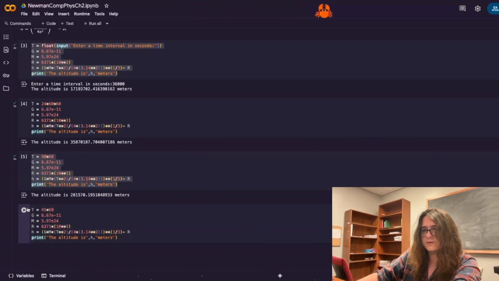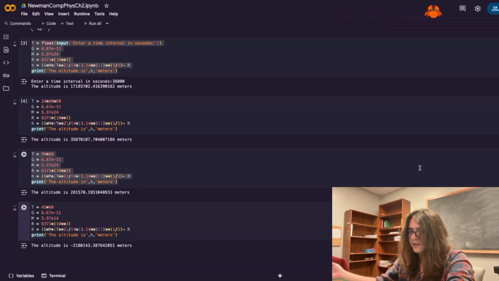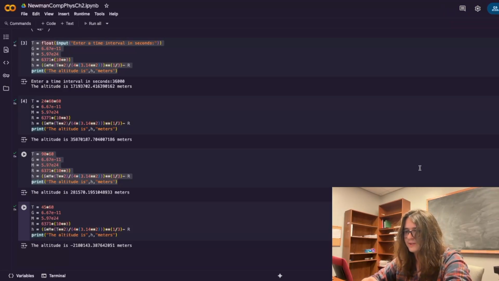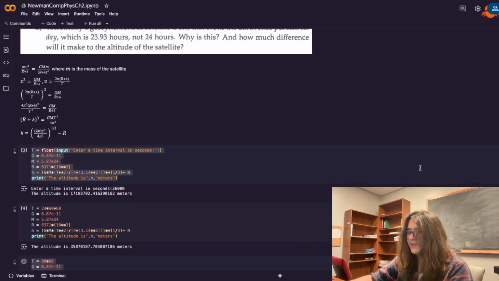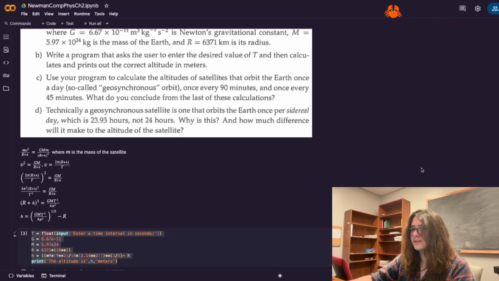Just do this again, but for 45 minutes. So it wants 45 times 60 seconds. So that altitude, it gives a negative value. Okay, so that means that there isn't an orbit of a satellite for 45 minutes because that wouldn't work. It would be in the ground, far below the ground, so that doesn't work.